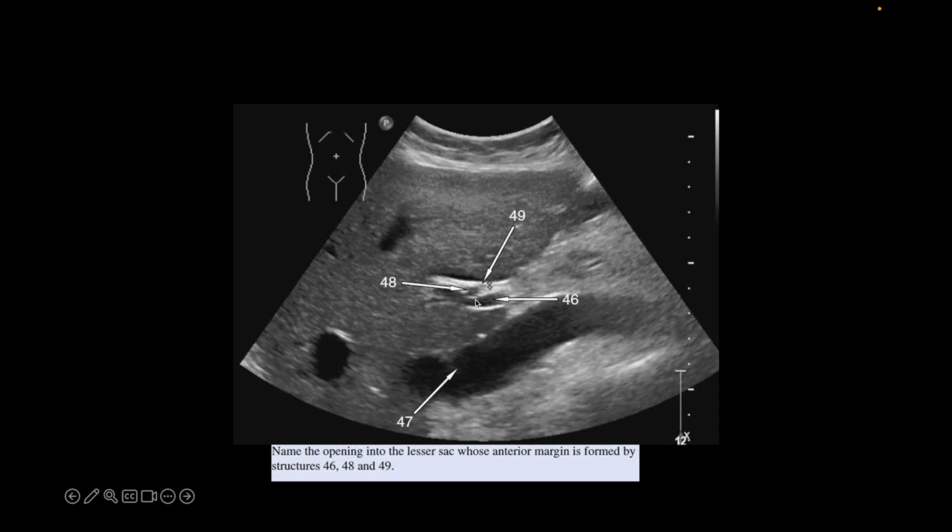47 is the IVC. So, sorry, this is an LS view of the liver. So actually the probe is like this, and the liver is cut into a sagittal section. This is the IVC, portal vein. 48 is the hepatic artery, and then 49 is the common bile duct.